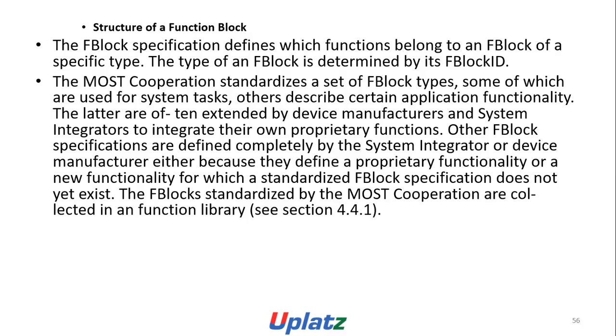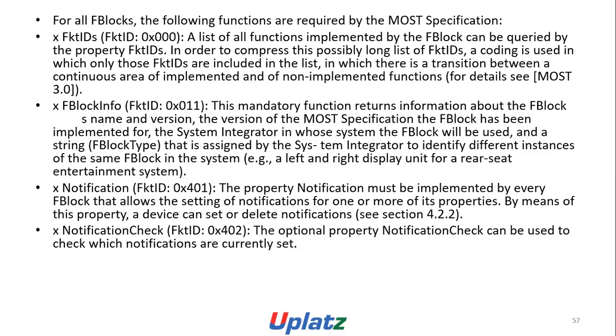The FBlocks standardized by the MOST Cooperation are collected in a function library. For all FBlocks, the following functions are required by the MOST specification. FktID 0x00: a list of all functions implemented by the FBlock can be queried by the property FktIDs. In order to compress this possibly long list of FktIDs, a coding is used in which only those FktIDs are included in the list in which there is a transition between a continuous area of implemented and non-implemented functions.